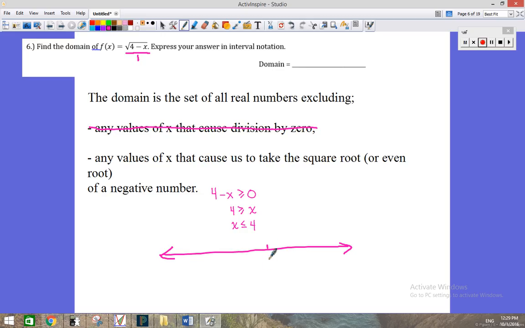So I know I have the number 4 somewhere on the number line, and since it contains equality, I'm going to make it solid. It's less than, so less than means to the left of 4. That's where 3, 2, 1, and so forth.